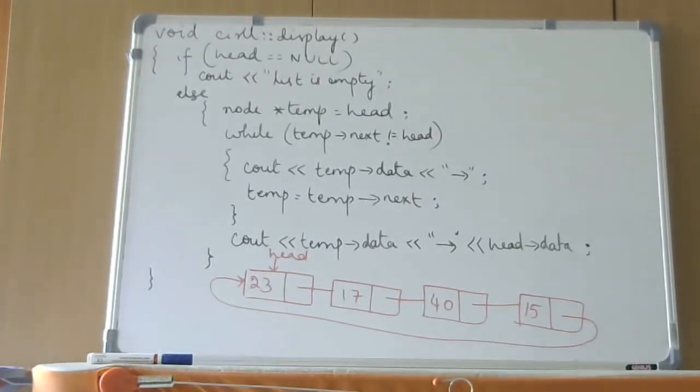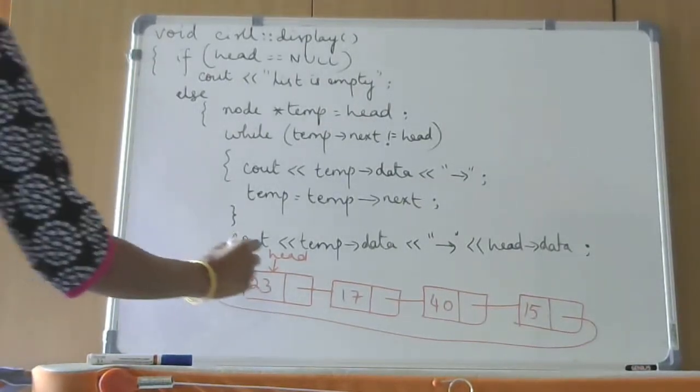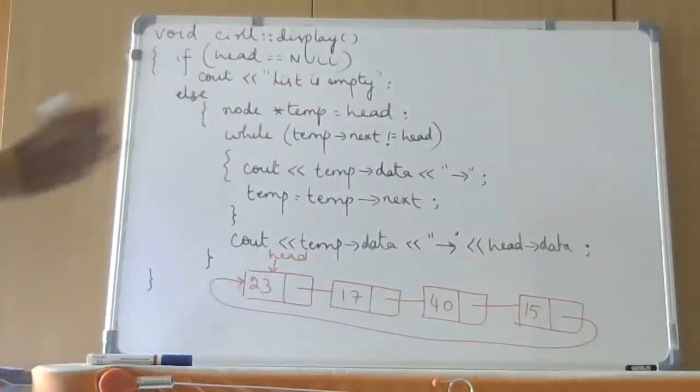Next, let us see how we can display a circular linked list. Suppose that before looking at the code, we just look at this example. This is the circular linked list that I have. How will I display this?